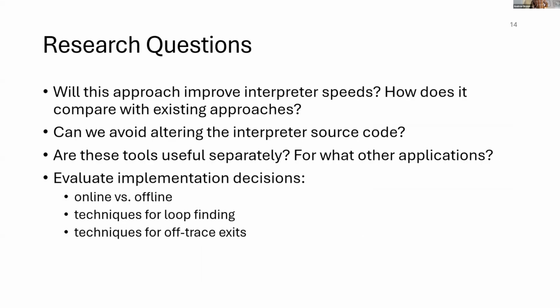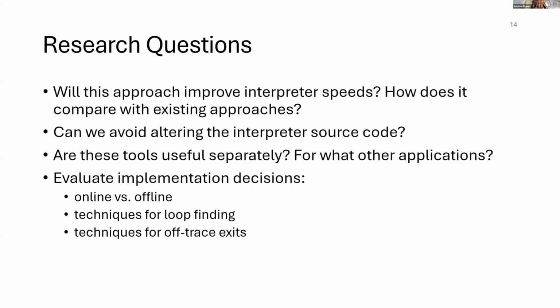Okay, so finally, let me summarize by discussing some of the research questions that we're trying to explore here. The big one is, can this approach improve interpreter speeds? And how does it compare with existing approaches? We talked about traditional JIT compilation and Weevil via partial evaluation. One big question for me is, can we avoid altering the interpreter source code? Do we need to ask interpreter authors to add annotations or not? Can we do it automatically?